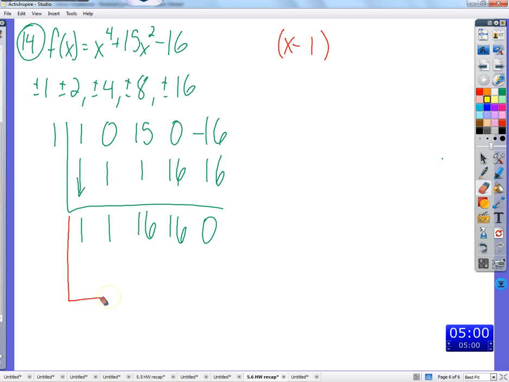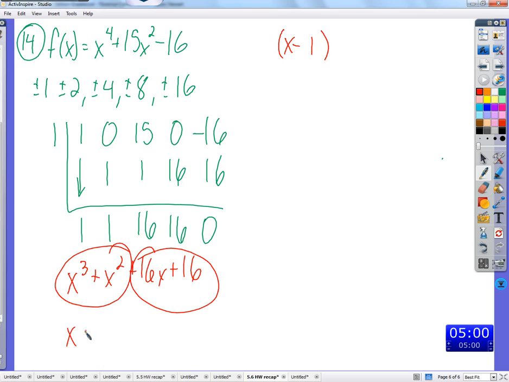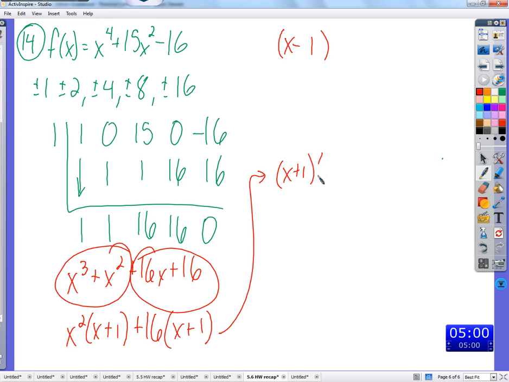What do you have, Emily? Just factor it out. Okay, how did you factor this, which looks kind of tricky to factor? Factor by grouping. Okay, so we grouped this together and grouped this together. x squared times x plus 1 plus 16 times x plus 1. x plus 1 is going to be factored out of that. Bring that right here. I got x plus 1 times x squared plus 16. So now we're at x plus 1 times x squared plus 16.